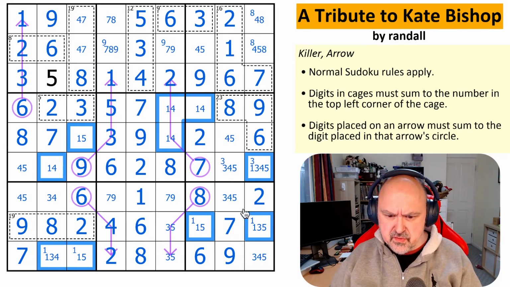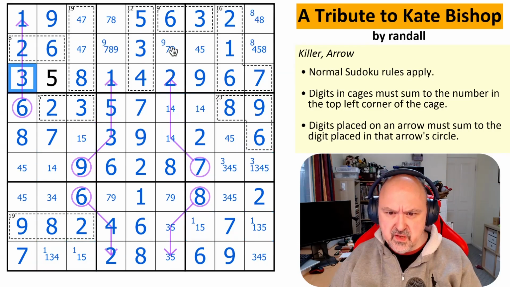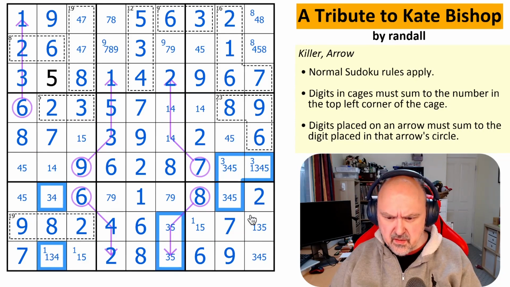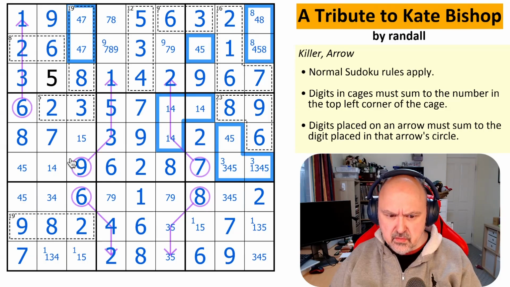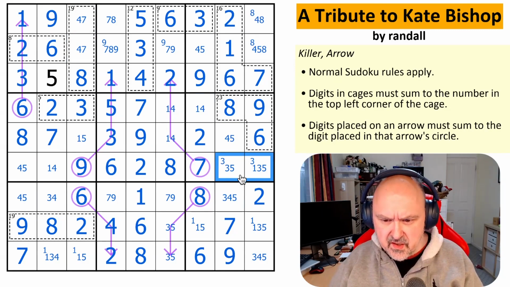Two, two, two. I've already got all the twos. Three, three, three, three, three, three, three. No. Four, four, four. Oh, crikey. I can take 4 out of those. Okay. Let's finish looking at 4s.